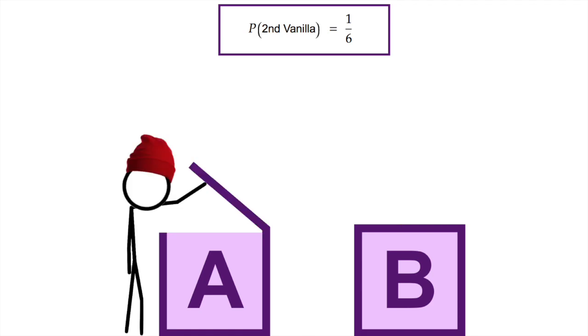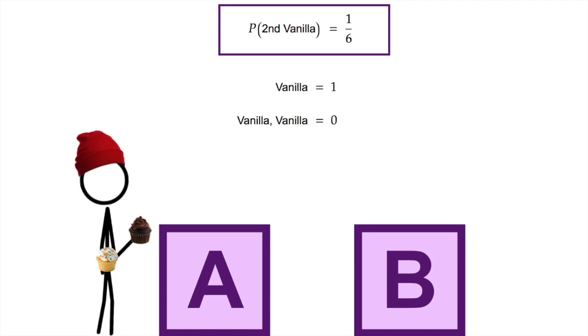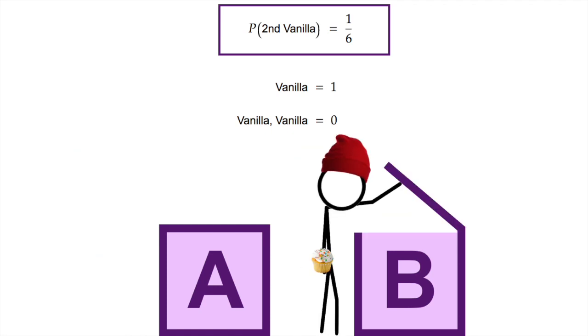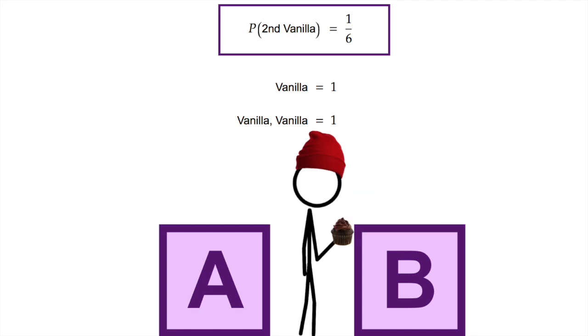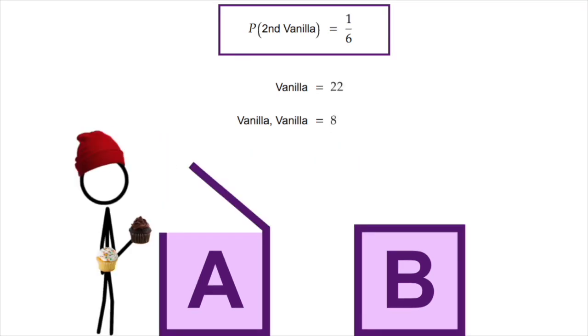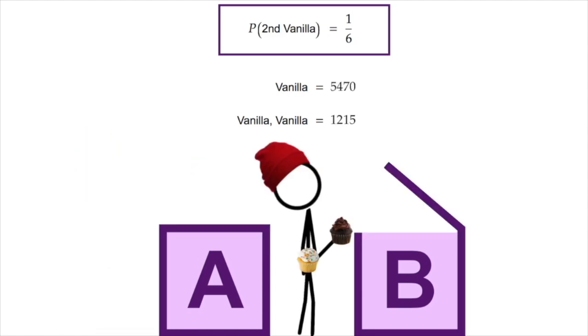Choose a random box, then choose a random cupcake, then choose another one, and we keep track of how many times we choose a second vanilla cupcake after choosing the first vanilla cupcake. And we repeat this again and again. I don't know, say 25,000 times. Yeah, 25,000 sounds like a reasonable sample.